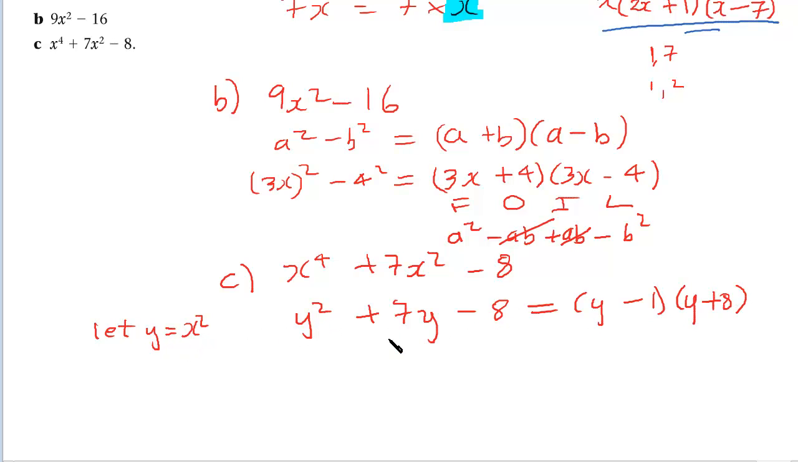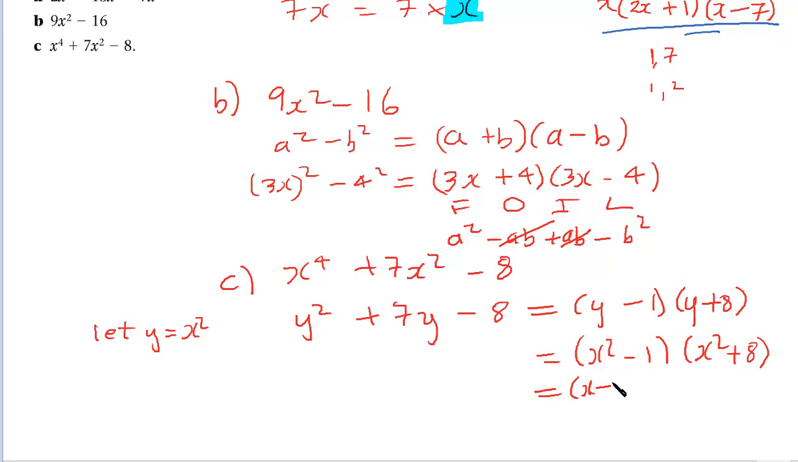But remember, y was equal to x squared. And so therefore, everywhere we've got a y, we've got an x squared. And we can factorize it a little bit further because we've got a difference of two squares here, x squared minus 1 squared. So effectively that's x minus 1 times x plus 1. And you've got x squared plus 8, which can't be factorized anymore.